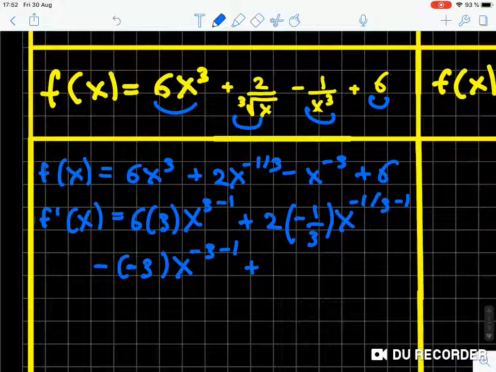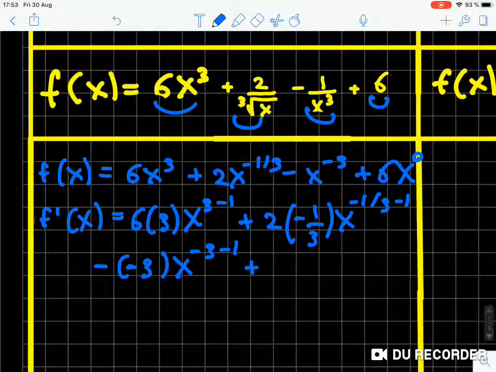plus, okay, so this one, you would think, okay, but there's no x in this one. Well, let's put an x right there. But you think, okay, well, but it's 6, not 6x. Yeah, but let's put 6x to the power of 0.